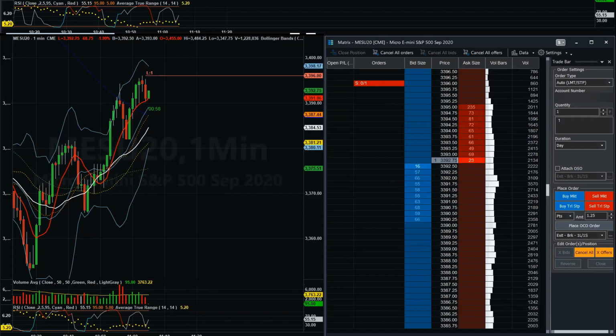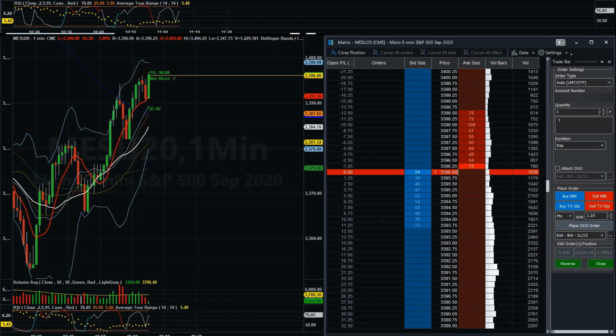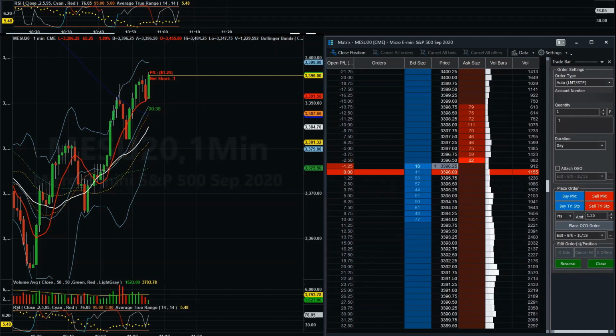Okay, here it comes, the price. Okay, here we're going to enter. Okay, we're in. I'm trading here the micro contract of the S&P 500 futures in the 1 minute time frame. So I will be scalping here, and it will be very fast and short trades.